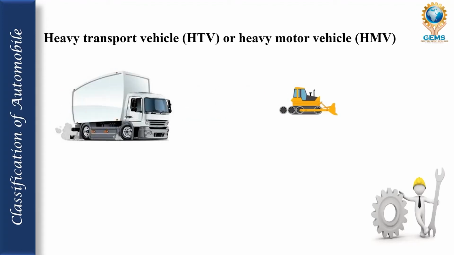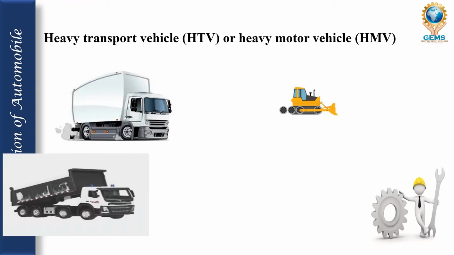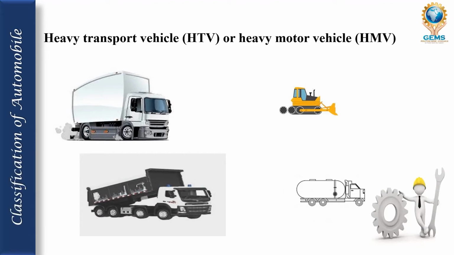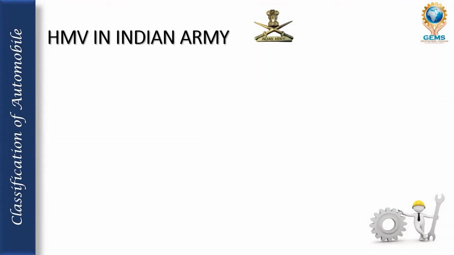This is also used as a JCB, which is a company name, and this is also one type of heavy motor vehicle. A tanker is also a heavy motor vehicle, used to carry huge loads. The tanker carries a big load, so to carry it I need more power from the engine. So we are using it. Heavy motor vehicles are only used on the roadways.